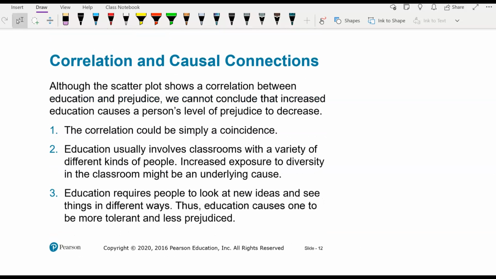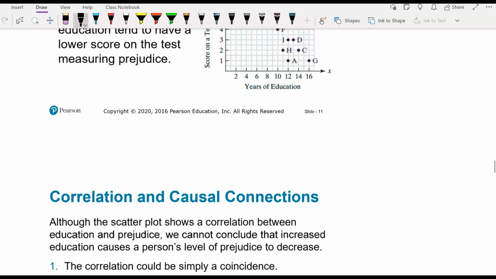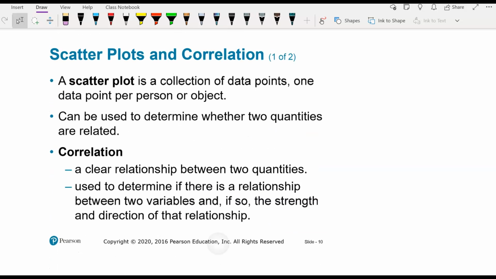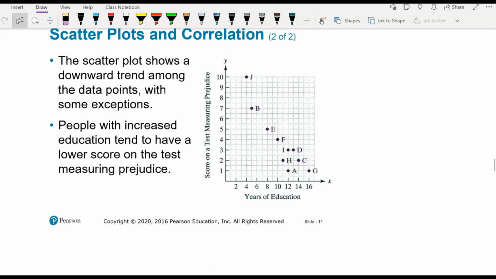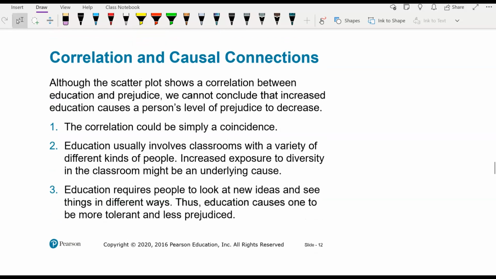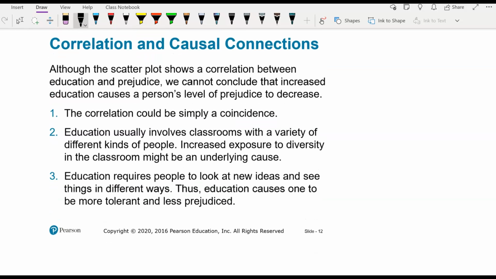All right, correlation and causal connections. So the correlation could be simply a coincidence. That's weird, it doesn't really make sense. So it says, although the scatter plot shows a correlation between education and prejudice, we cannot conclude that increased education causes a person's level of prejudice to decrease.